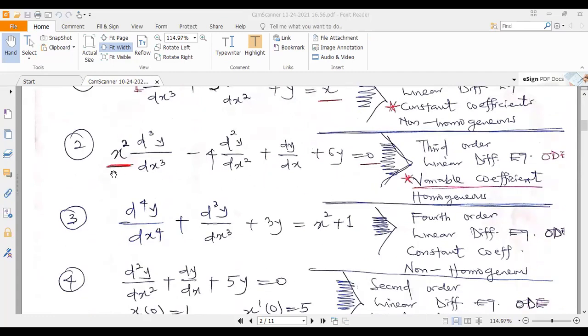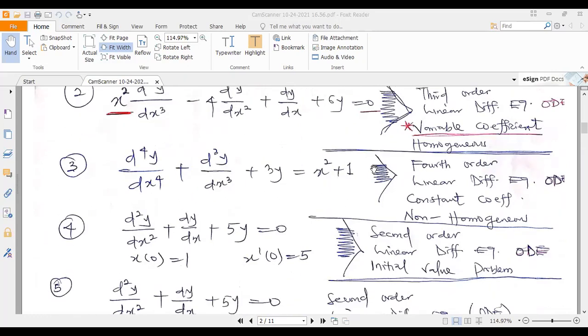In example 2, we are going to call this one variable coefficients. The reason why we are calling this variable is because we have x squared multiplying the derivative. Don't forget that we cannot call this one non-linear because there's no way we are having the dependent variable multiplying the derivative. So we are going to call it variable coefficient. And at the same time, it is homogeneous because everything is equal to 0.